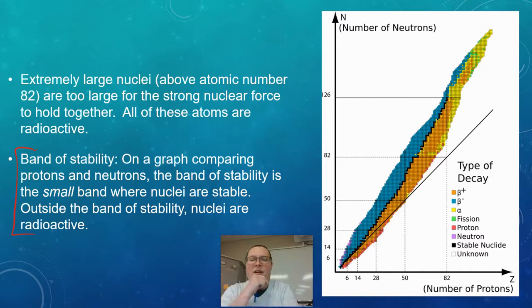On this graph here that I'm showing, only the black dots are the band of stability here, and you can see the black dots very, very narrowly in here, and they stop right at 82 right there. Everything above 82 is unstable, but in this little band that I've outlined, that's where atoms tend to be stable. This graph also shows the different types of decay that can occur, and I think that is a good spot to stop our video for today, because we are going to talk more about the different types of radiation that are released from atoms when they are unstable.